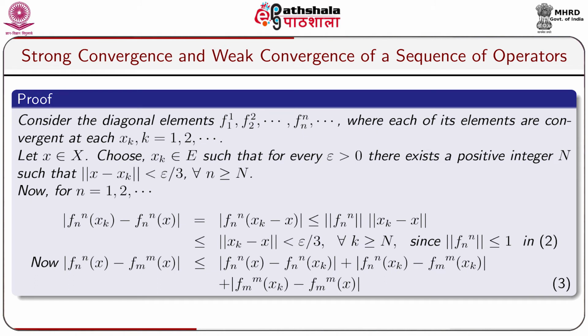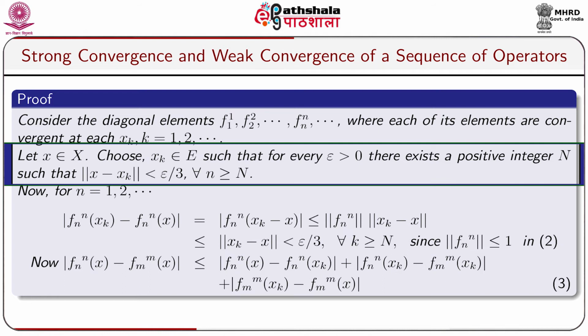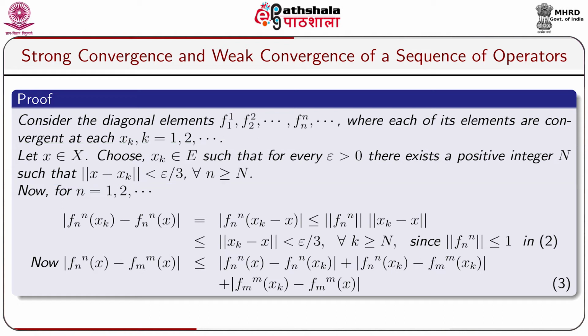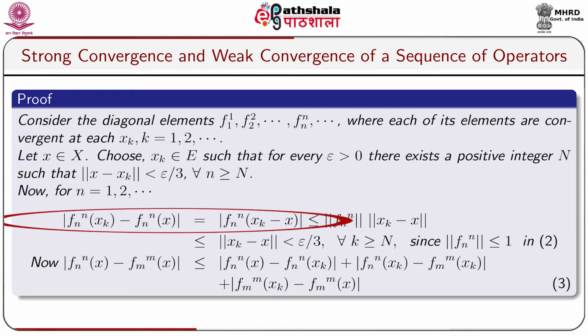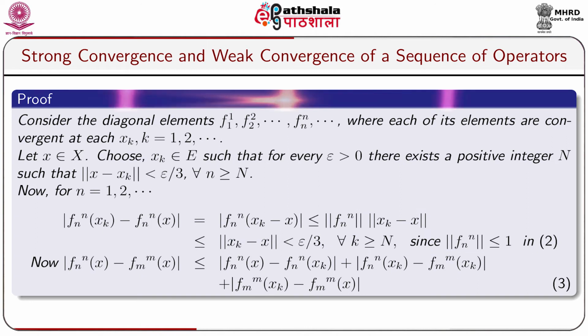Consider the diagonal elements F11, F22, ..., Fnn, ..., each of which is convergent at each xk, k equal to 1, 2, and so on. Let x belong to X. Choose xk belonging to E such that for every epsilon greater than 0, there exists a positive integer N such that norm of x minus xk is less than epsilon by 3 for all n greater or equal to N. Now, for n equal to 1, 2, ..., |Fnn(xk) - Fnn(x)| equals |Fnn(xk - x)|, which is less or equal to ||Fnn|| ||xk - x||, which is less or equal to ||xk - x||, which is less than epsilon by 3 for all k greater or equal to N, since ||Fnn|| is less or equal to 1.